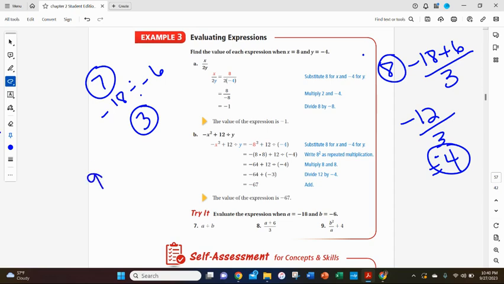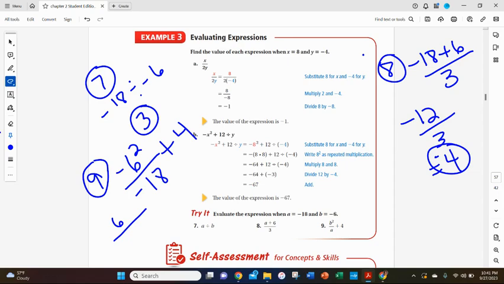Number 9, let's put 9 over here. Number 9 is b squared. Well, b is negative 6. Negative 6 squared divided by a, which is negative 18, and then plus 4. So the first thing you have to do is your exponent. Again, there is no parenthesis. So what this means is 6 times 6, and then the negative of it, divided by negative 18, plus 4.